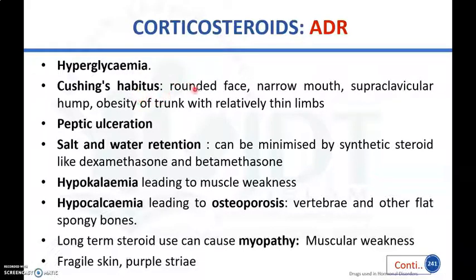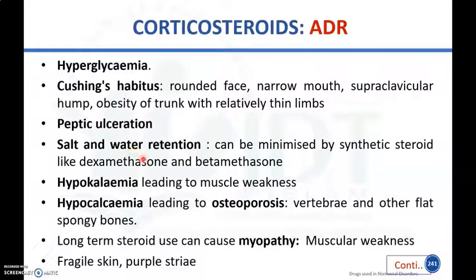So it may lead to cushingoid habitus, the patient may have round face, narrow mouth, supraclavicular hump, obesity of trunk with relatively thin limbs. So the upper part will be thicker and the lower part will be thinner. So that is the symptom of cushingoid habitus. And another one is peptic ulceration. The glucocorticosteroids will increase the gastric acid secretion. So it may lead to peptic ulceration by use over a prolonged period.